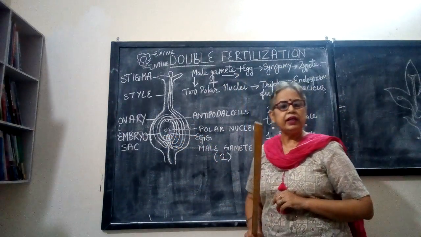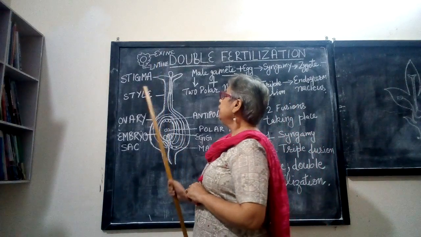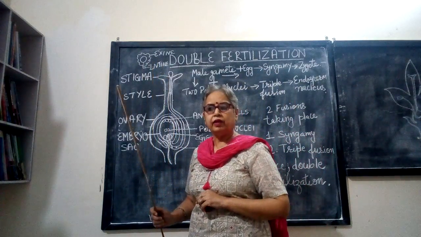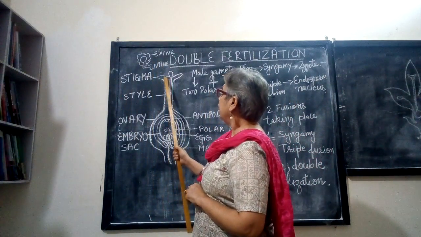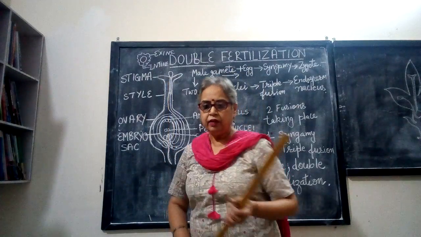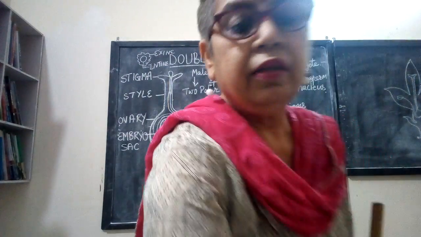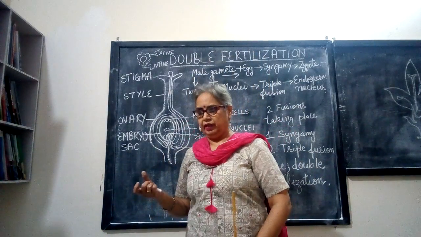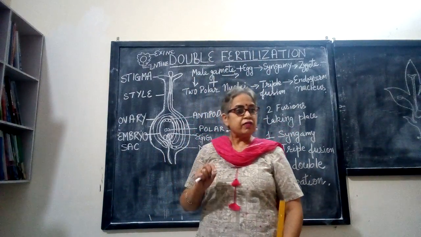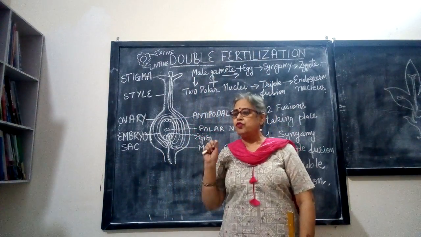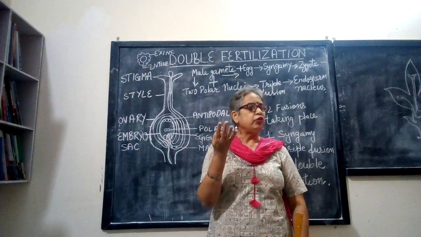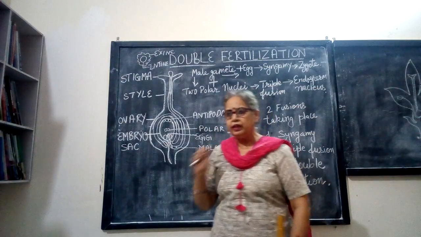Now what actually happens is that when the pollen is transferred to the stigma, it falls on the stigma. Stigma is a receptacle for receiving the pollen grain. Okay, so what is the function of stigma? Its function is just to receive the pollen grain.